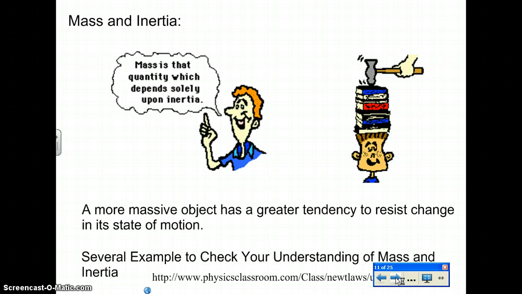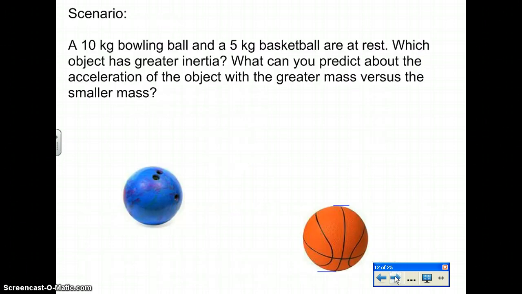Okay, a more massive object has a greater tendency to resist change in its state of motion. So here are several examples on this slide. Please click on that link there and read through those different examples.